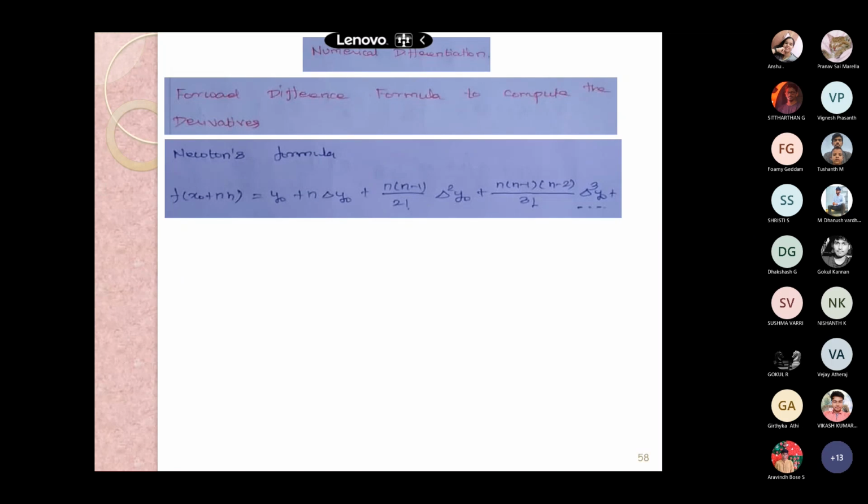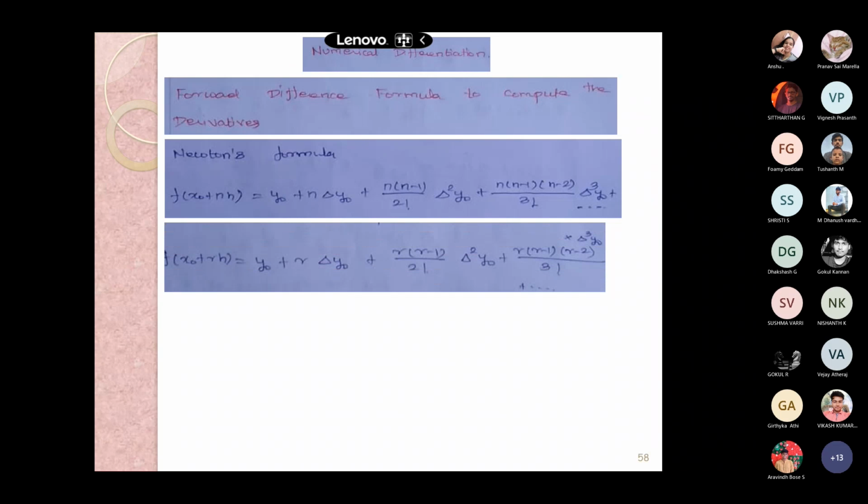Okay, good. Newton's forward and backward interpolation is over, and now we will concentrate on numerical differentiation, the forward differentiation formula to compute the derivative. This is the derivative, using Newton's forward formula, and instead of n I am concerned about r. I am applying r.